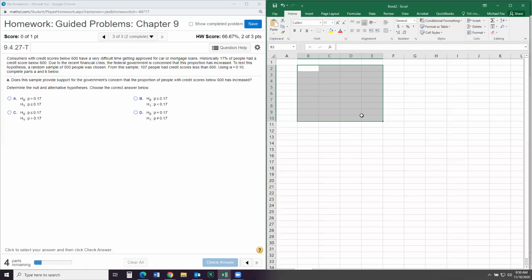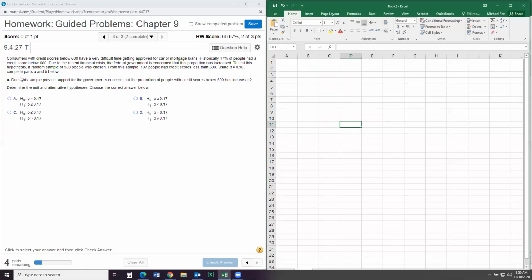Consumers with credit scores below 600 have very difficult time getting approved for car or mortgage loans. Historically, 17% of people had a credit score below 600. Due to the recent financial crisis, the federal government is concerned that this proportion has increased. So now we think it's increased, right? So that's going to change our test.